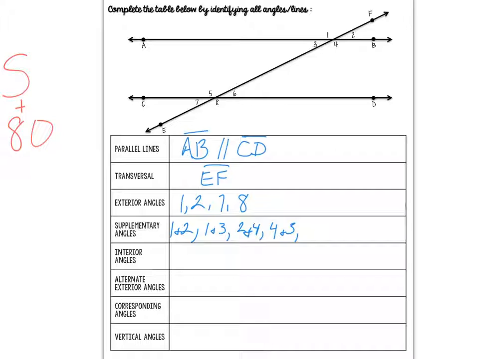In the bottom 4 angles, 5, 6, 7, and 8. Again, 5 and 6 are supplementary. So are 5 and 7.